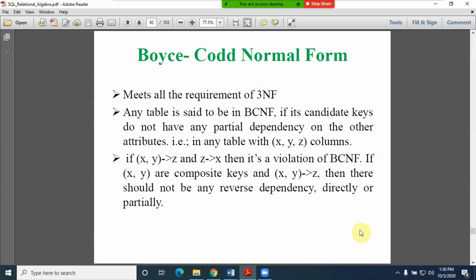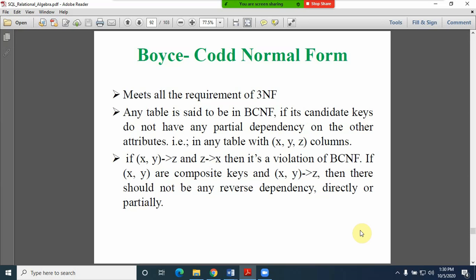Let us have this, which meets all the requirements of the third normal form. That means no transitive dependency must be there, and in case of 2NF, no partial dependencies must be there. In 1NF, all attributes must be atomic. So those three definitions we are having. Any table is said to be in Boyce-Codd normal form.